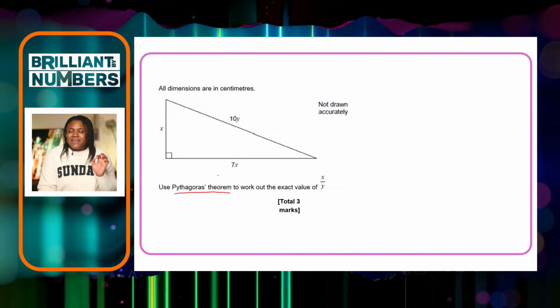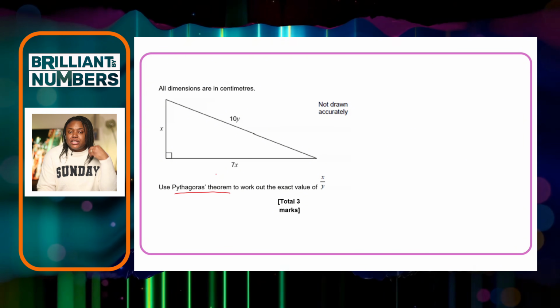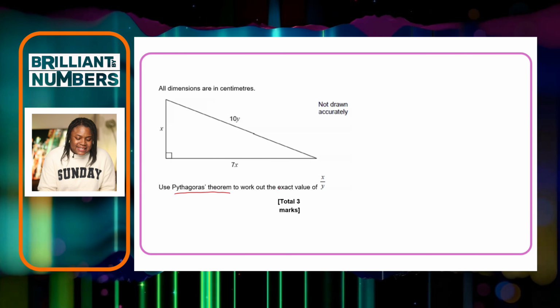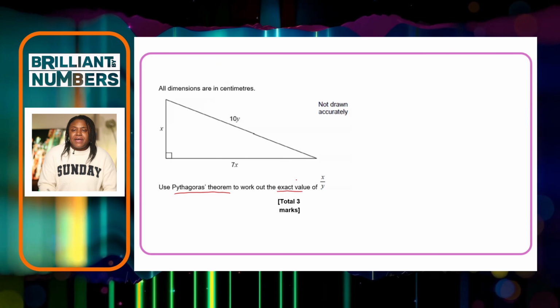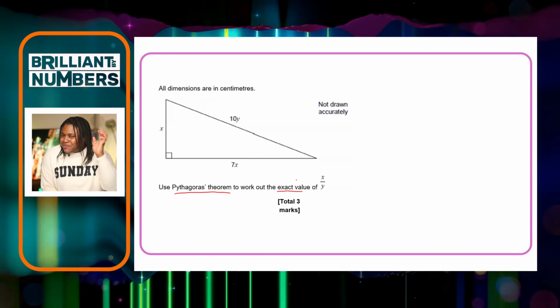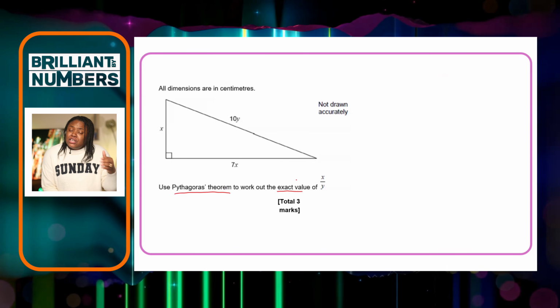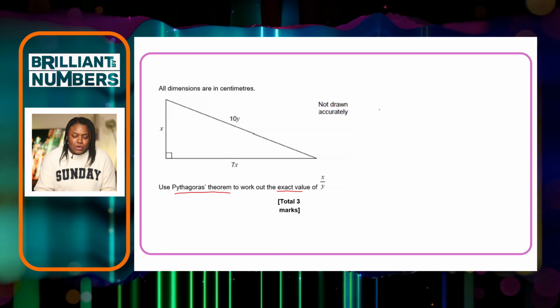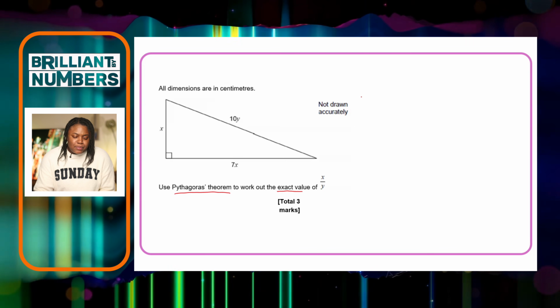Key point here, a very kind question as well. It shows you the direction you should take. We're asked to work out the exact value of x and y. Exact value, again, I'm thinking something along the lines of surds. Okay, so here we go. We are going to set up our formula.